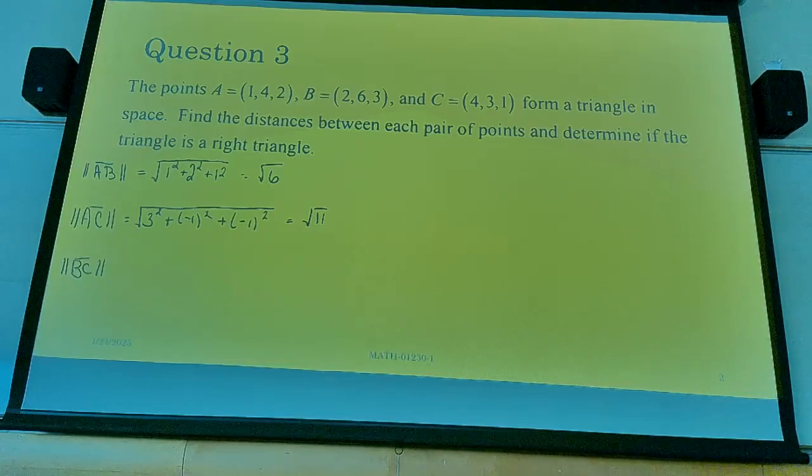Distance from B to C. Squared. -3 squared. 2 squared, which is 4, 9. I'm sorry, 8, 9. Square root of 17.